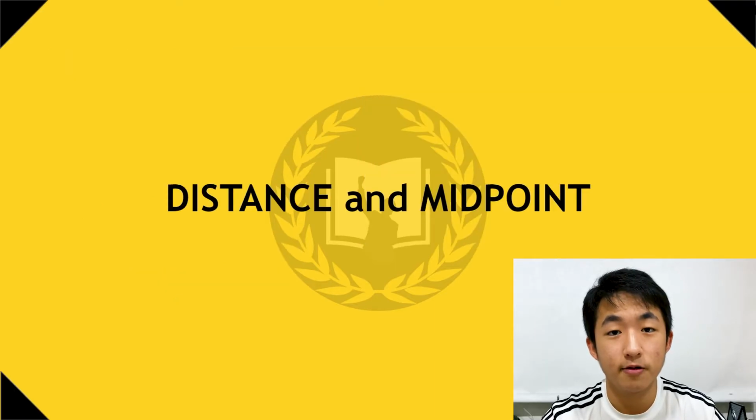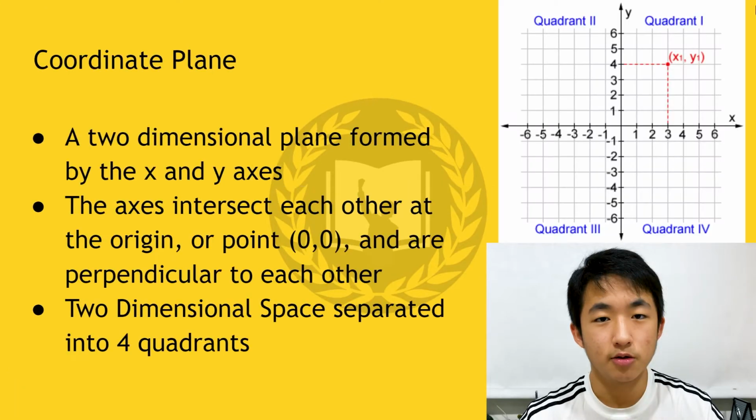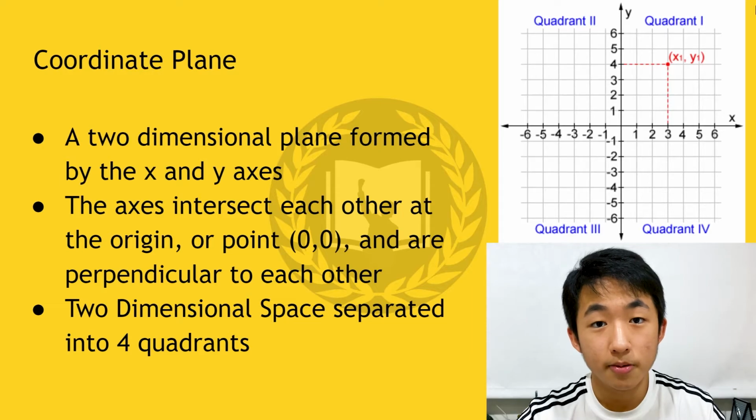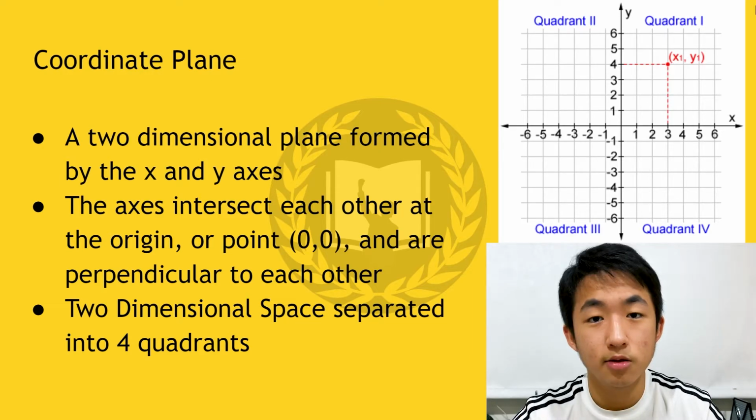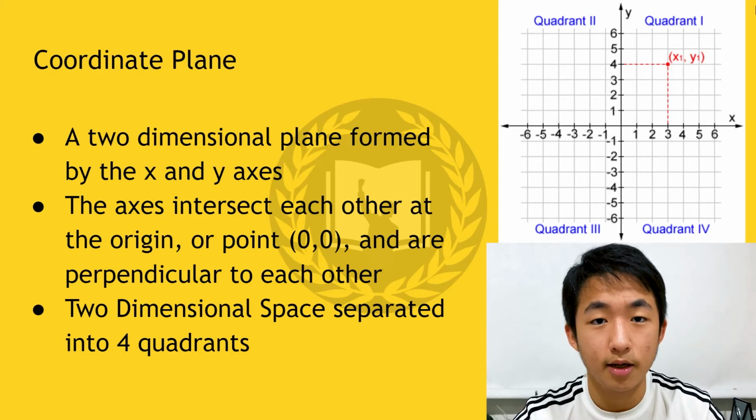Alright, now that we've covered the basics for angles, let's move on to the distance and midpoint formulas. So to understand these 2 formulas, we have to first understand the coordinate plane. The coordinate plane is a two-dimensional plane formed by the x and y axes. These two axes are perpendicular to each other and also intersect at the origin, which is point 0, 0.